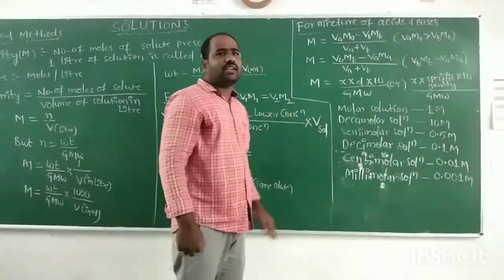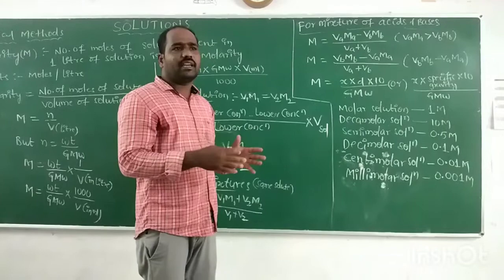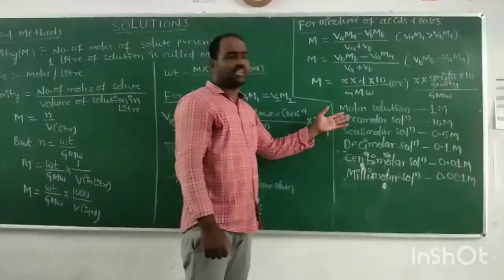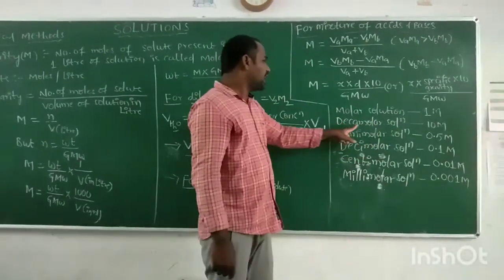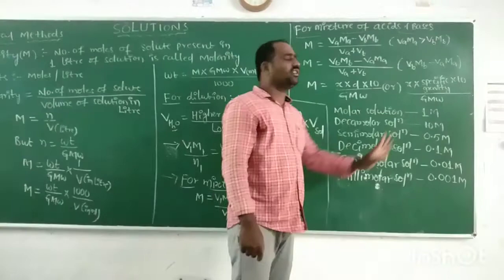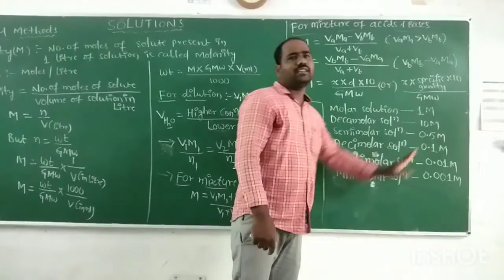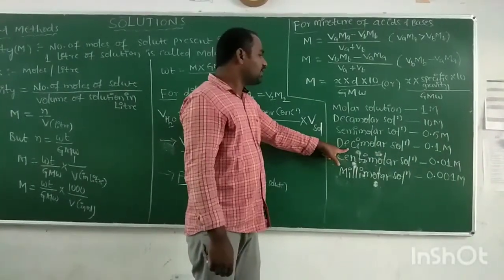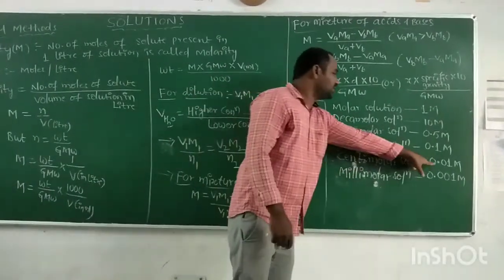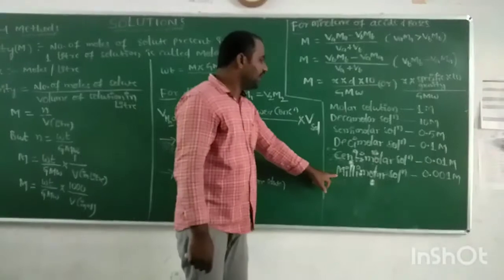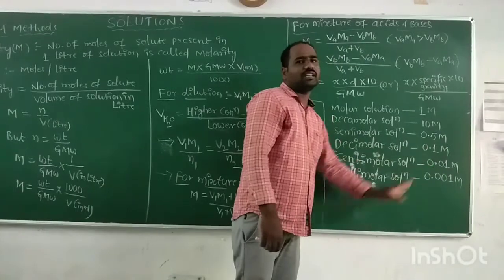Depending on the number of moles of solute dissolved in the solution, we use different names for the solution. Molar solution means 1 mole of solute is dissolved. Decamolar solution means 10 moles of solute is dissolved. Semimolar solution means 0.5 mole is dissolved. Decimolar solution means 0.1 mole is dissolved. Centimolar solution means 0.01 mole is dissolved. Millimolar solution means 0.001 mole is dissolved in that solution.